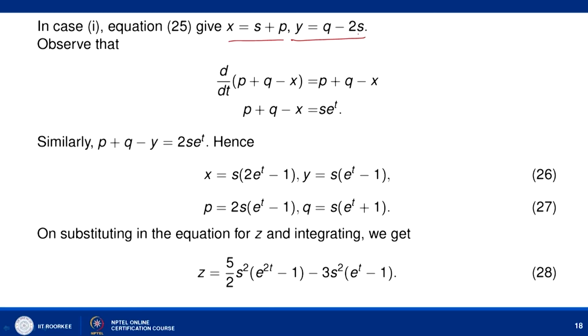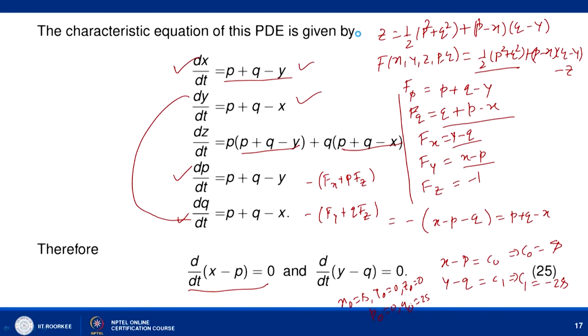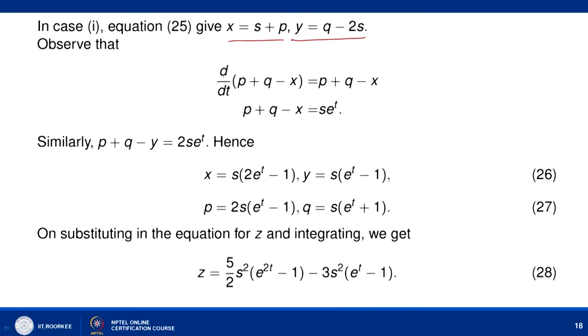But we cannot utilize this yet, because the values of x and y are given in terms of p and q. So we have to find the values of p and q. We cannot say that this is the solution here. So for that, look at your equations. Here you look at the value of p plus q minus x, and we can observe, if we look at d by dt of p plus q minus x, it is given as dp by dt plus dq by dt minus dx by dt.